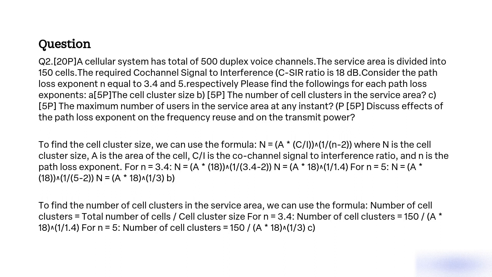To find the number of cell clusters in the service area, we can use the formula: number of cell clusters equals total number of cells divided by cell cluster size. For n equal to 3.4, the number of cell clusters equals 150 divided by the cluster size computed above. For n equal to 5, the number of cell clusters equals 150 divided by the corresponding cluster size.